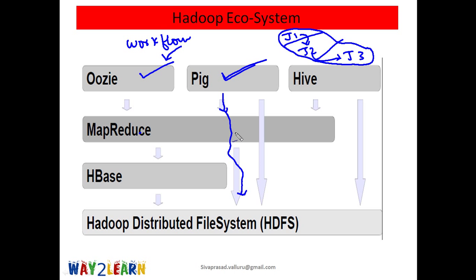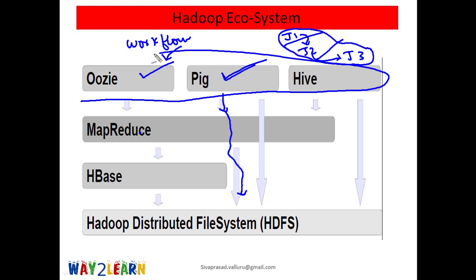So these products which are developed on top of Hadoop are called the Hadoop Eco-System. These products like Pig, Hive and Oozie work on top of MapReduce and HDFS. So we call these products the ecosystem.